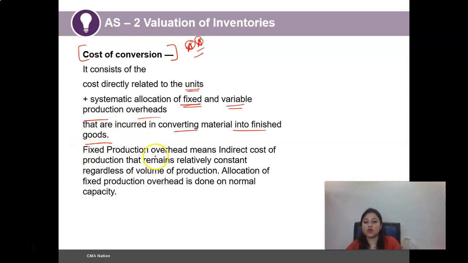Further, fixed production overhead means indirect cost of production that remains relatively constant regardless of the volume of production. Allocation of fixed production overhead is done on normal capacity. So fixed production overhead is defined as the indirect cost of production which will remain relatively constant even though the production volume increases or decreases.